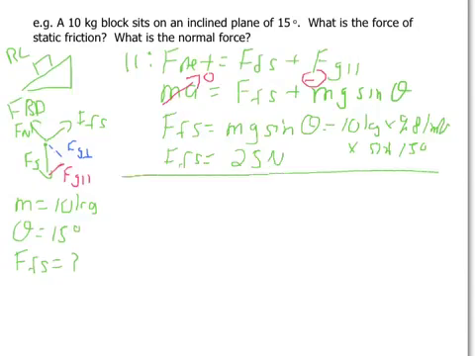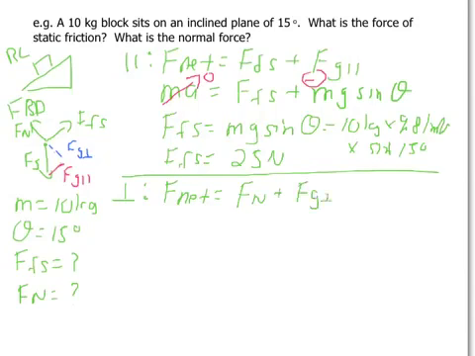The second part of the example asks us to find the normal force. And because normal force is acting in the perpendicular direction, let's look at the perpendicular direction. First thing we do is set the F net equation. What are the forces that are acting in the perpendicular direction? It is the normal force plus Fg perpendicular.